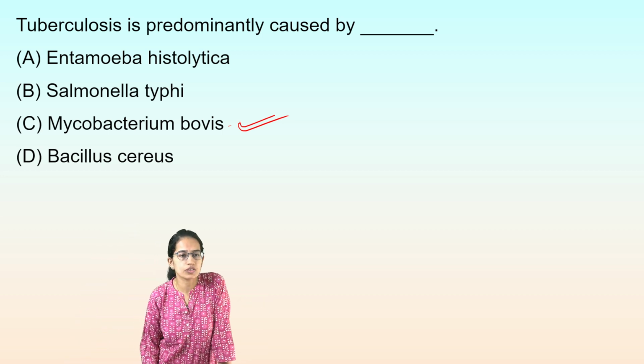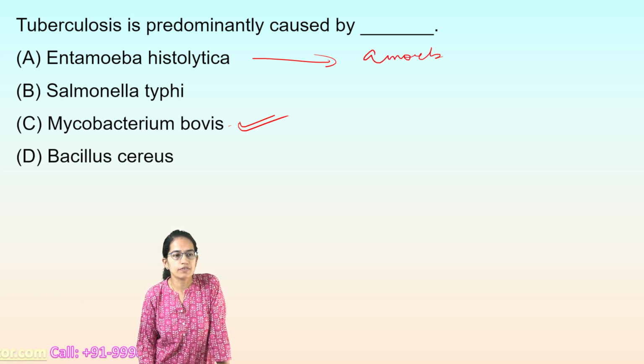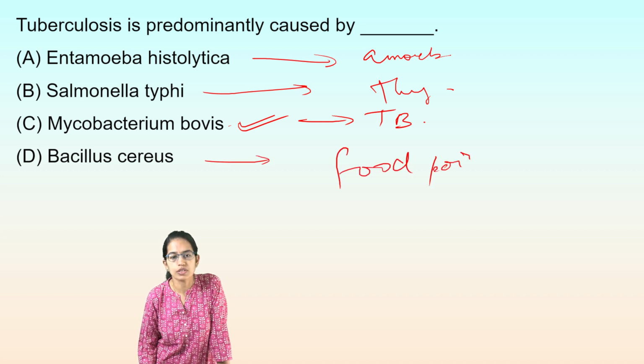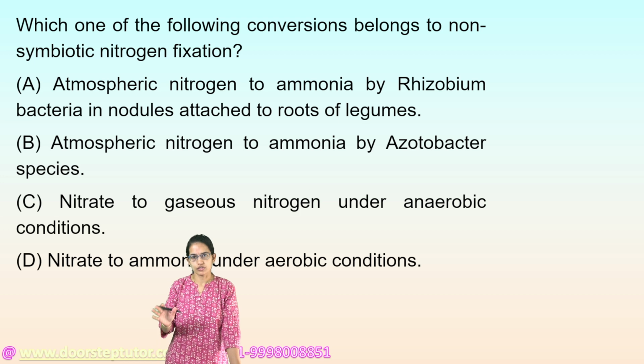So, Entamoeba histolytica is responsible for amoebiasis. Then we have Salmonella typhi responsible for typhoid fever. Mycobacterium, as we already mentioned, for tuberculosis. Bacillus cereus is for food poisoning, that is mainly associated with poisoning of rice, right? If it is not cooked properly or not stored properly.